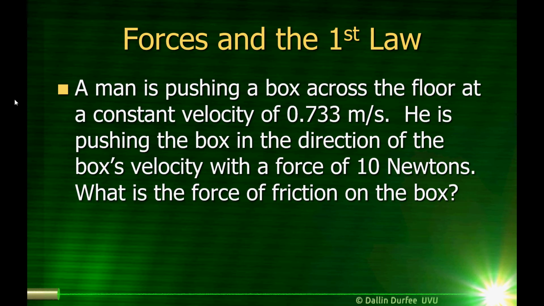All right, so here's an example of using the first law to figure something out. A man is pushing a box across the floor at a constant velocity of 0.733 meters per second. He is pushing the box in the direction of the box's velocity with a force of 10 newtons. What is the force of friction on the box?